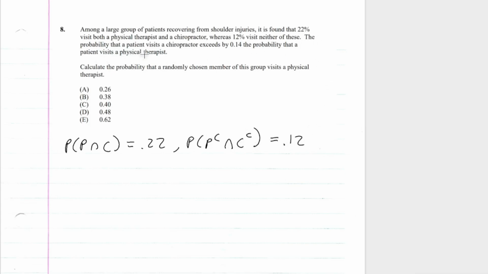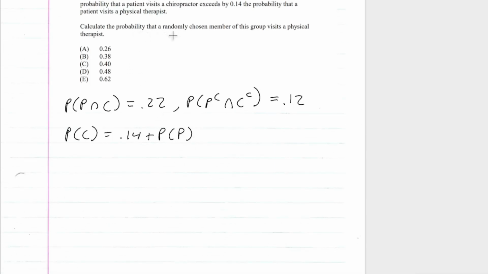The probability that a patient visits a chiropractor exceeds by 0.14 the probability that the patient visits a physical therapist. So the probability that they visit a chiropractor is equal to 0.14 plus the probability that they visit a physical therapist. Calculate the probability that a randomly chosen member of this group visits a physical therapist. So we're looking for the probability that they visit a physical therapist.